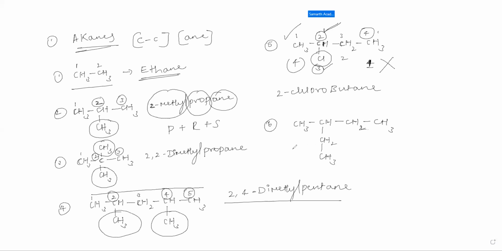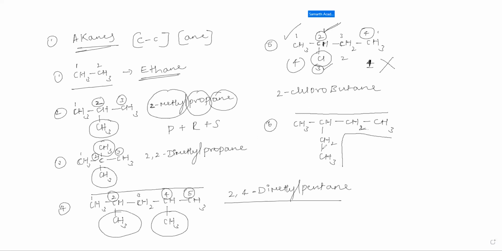See, in this compound, we have to select the longest carbon chain. What are the longest carbon chain possibilities? Here 4 carbon atoms are there. If you take this one, 1, 2, 3, 4, 5, 5 carbon atoms are present. So which is the highest number? 5 carbon atoms is the highest.